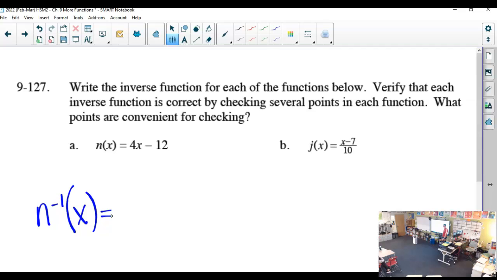All right, what is the inverse of n of x? N to the negative first of x. Or what is the function? Oh, x plus 12 over 4. That's what I got as well.